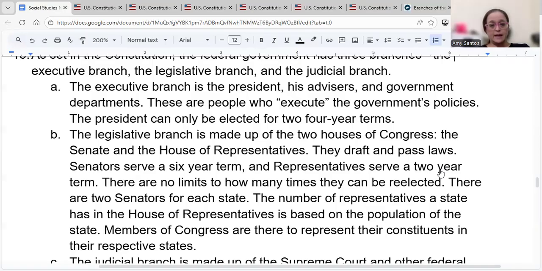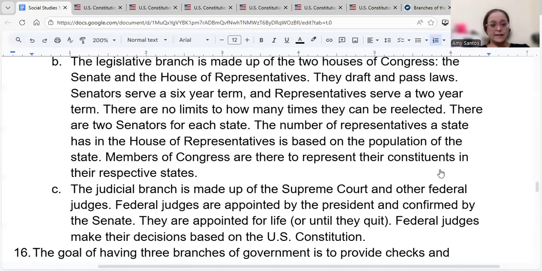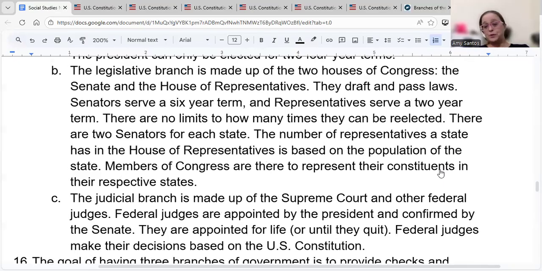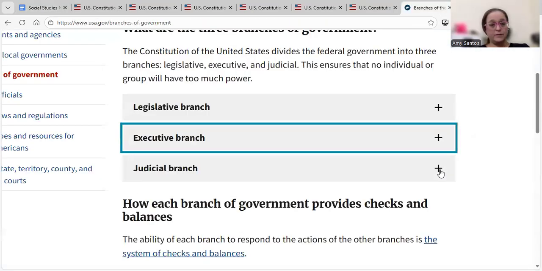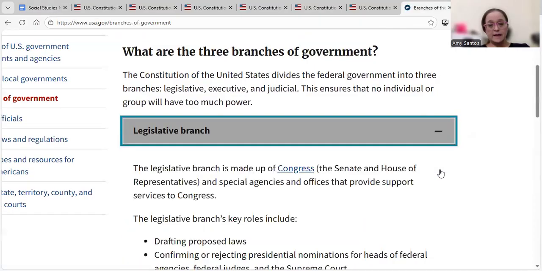And then the third branch of government is the judicial branch. It is made up of the Supreme Court and other federal judges. Federal judges are appointed by the president and confirmed by the Senate. They are appointed for life or until they quit. Federal judges make their decisions based on the U.S. Constitution. And again, if you would like to read more about this, you can go to usa.gov.